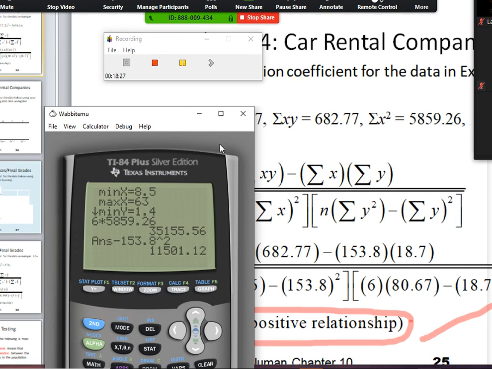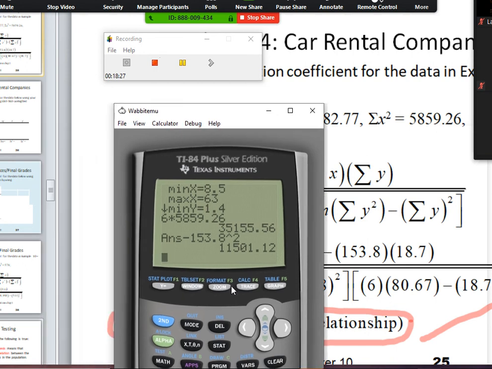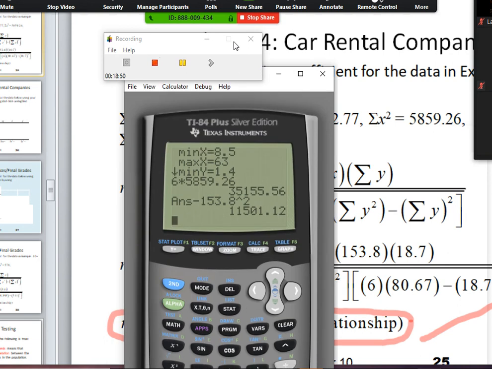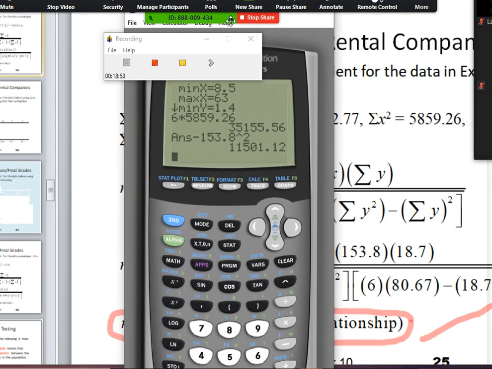And I'll find this part here. You can do it all in one fell swoop, or you can do it in pieces if you want. So this would be 6 times 80.67 minus 18.7 squared. Luckily, it all works out well, because it will do what it should do first. It'll square it first, it'll multiply this second, and then I'll subtract it last. And so you'll get 134.33.